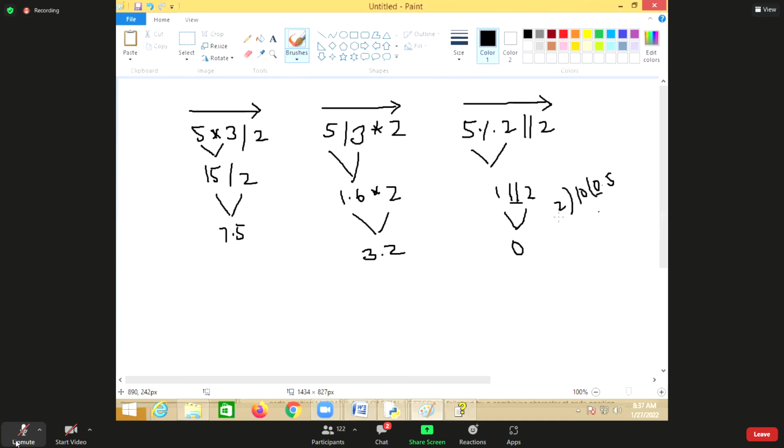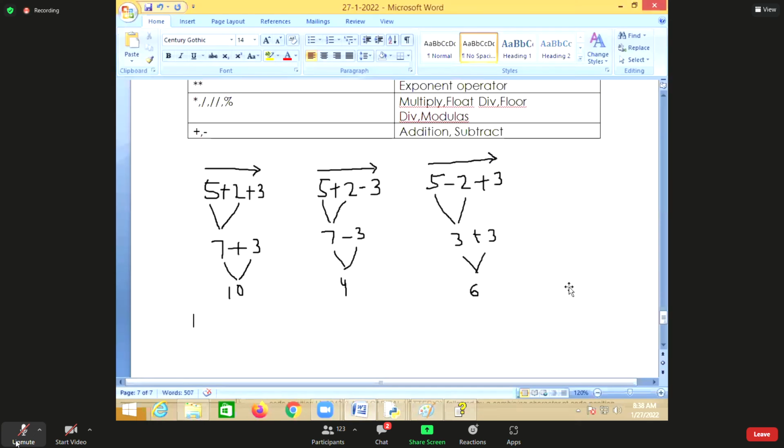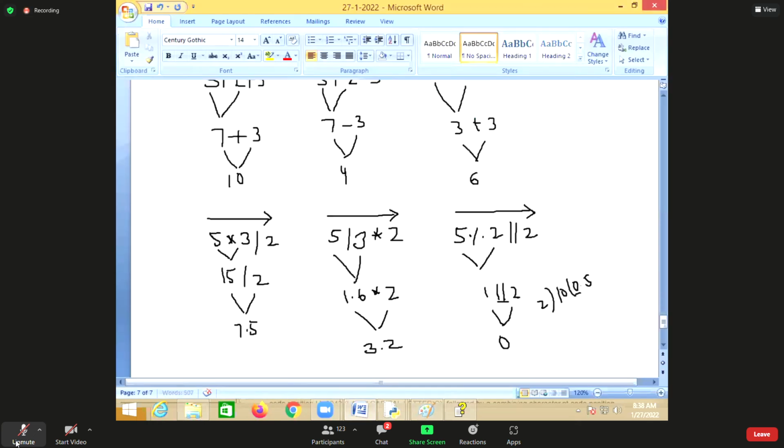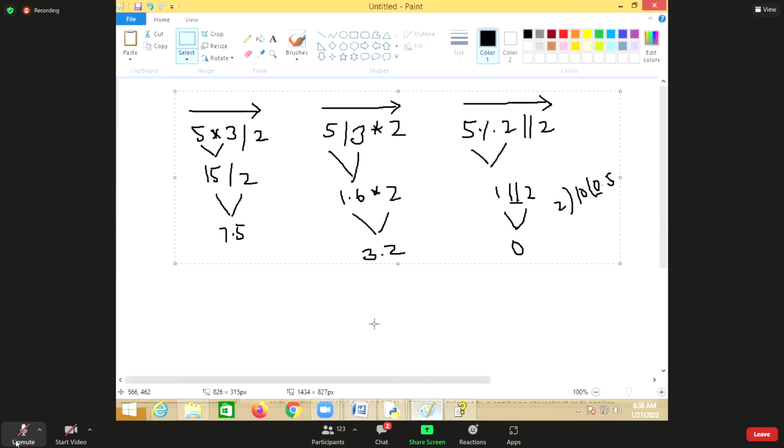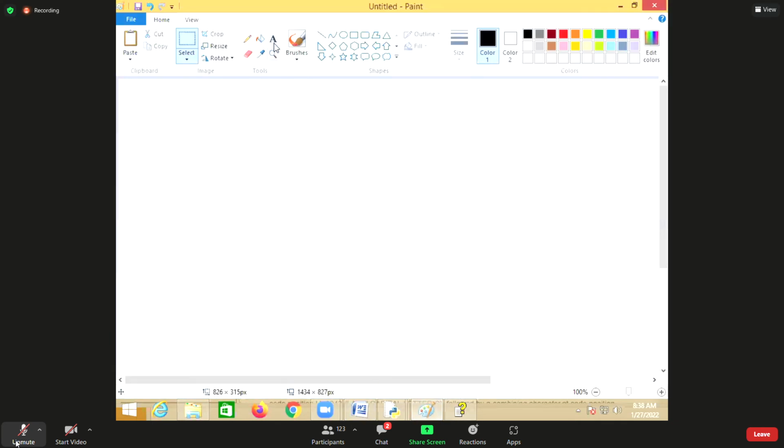0. So if the operators have equal precedence, the evaluation is done from left to right. But there is an exception, for which operator? The exponent operator. For example, 2 to the power of 1 to the power of 2 to the power of 1 to the power of 6.